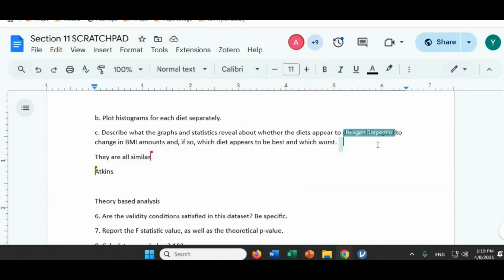Atkins, can you tell me why? Why did you say it is Atkins? Atkins looks a little bit better than the rest. There are, yes, there were more negative values. Very good. And I'm guessing you know that the purpose of the diet is to lose weight or lose BMI. I mean, I know there are people who want to gain weight or whatever. There's diets for that, but mostly we want to lose BMI. So yes. Okay, thank you.